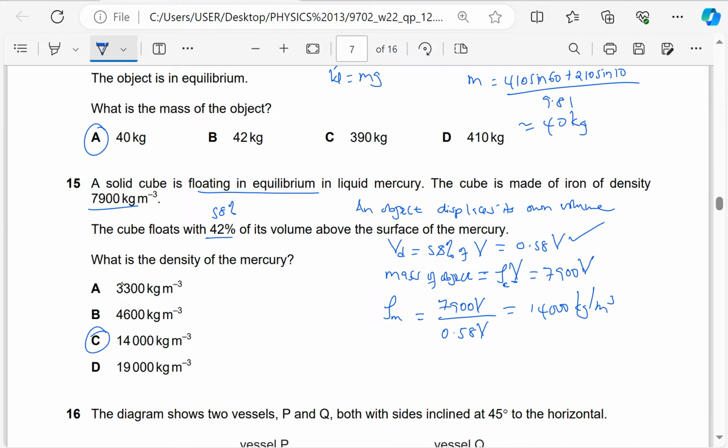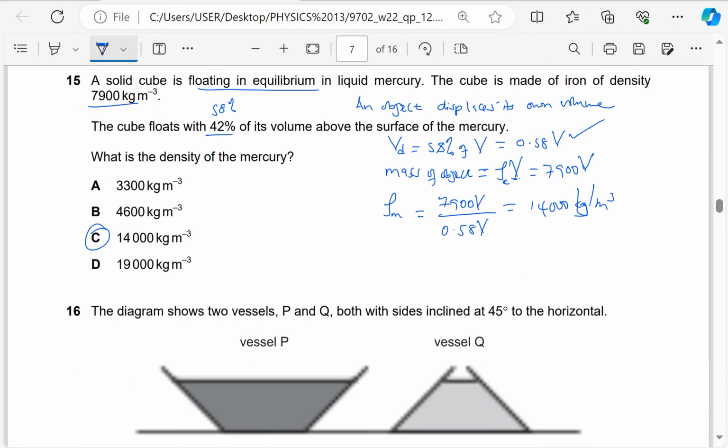So the volume of the mercury displaced is going to be the mass of the object over the volume of the mercury that it displaces, which is equal to, of course, for the mass of the object, the density of the object times its own volume. That's the mass of the object. But the density of the liquid is going to be the mass of the object in the liquid, submerged in the liquid, over the volume that it displaces. So that gives us 14,000.